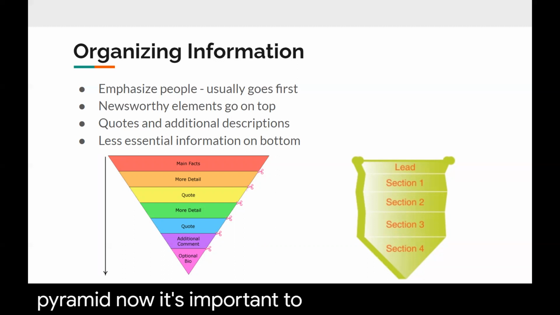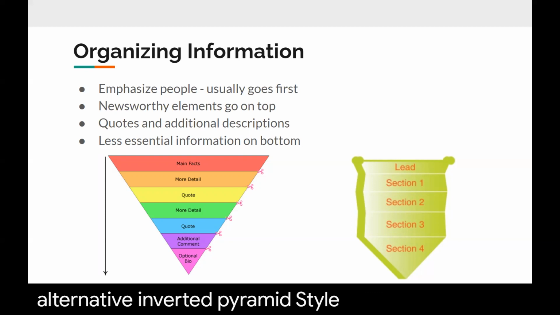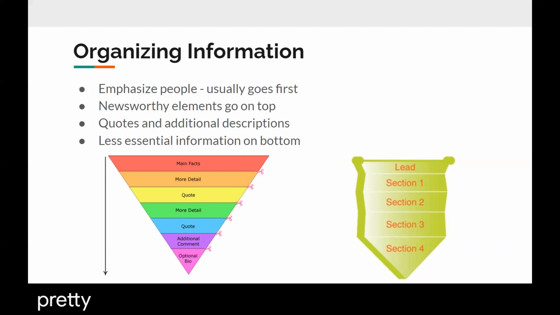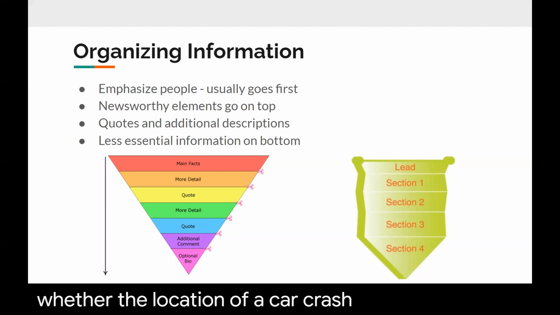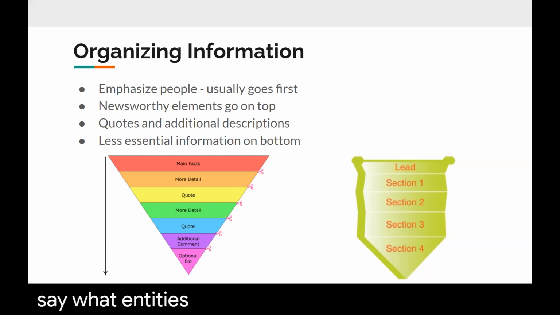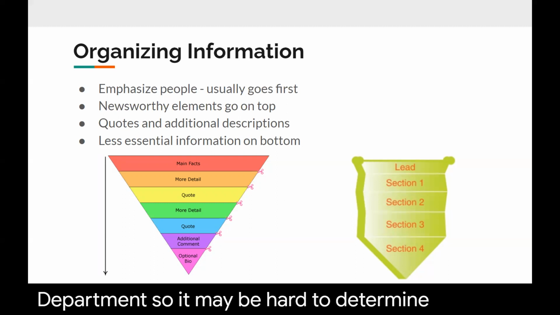Now, it's important to note that after the lead and really your second paragraph in the alternative inverted pyramid style, the facts tend to be pretty similar in terms of importance. And this is pretty common with most news stories. It's hard to tell whether the location of a car crash is equally as important as, let's say, what entities were involved, like what police department. So it may be hard to determine which one is more important.